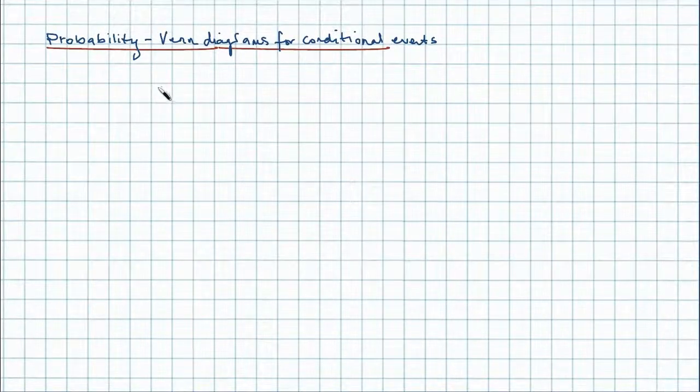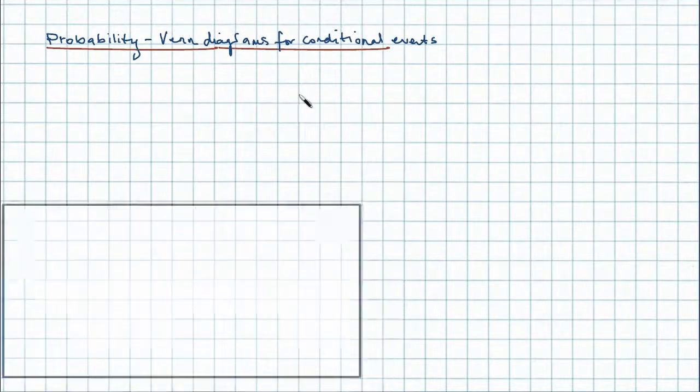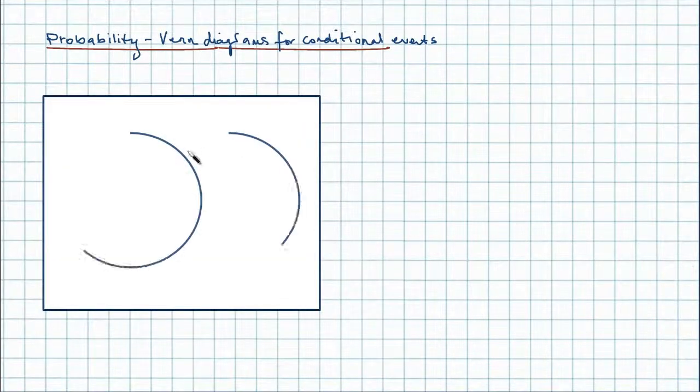In this tutorial then, we're going to look at how to use Venn diagrams for conditional events, when we have conditional probability. So first of all, let's have a look at a Venn diagram. So the standard idea is to draw two circles which very often overlap. And when they overlap, we get this central region here, which implies both A, so let's label it A, and B.